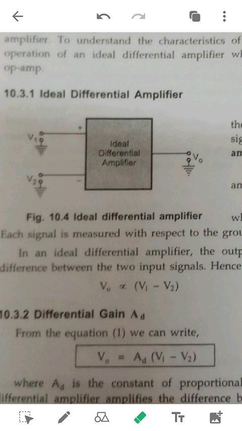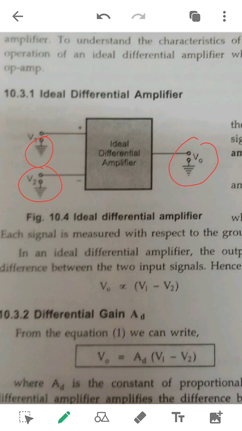V1 is connected to the plus with respect to ground. This is called the ground. And V2 is connected to the inverting terminal with respect to ground. So we require two voltages. Please keep in mind we require the two voltages connected to the inverting and non-inverting terminals. Because of V1 and V2, we have the output generated across the output terminal, denoted as V0, with respect to ground. So this is called an ideal operational amplifier, which is basically made up of a differential amplifier.